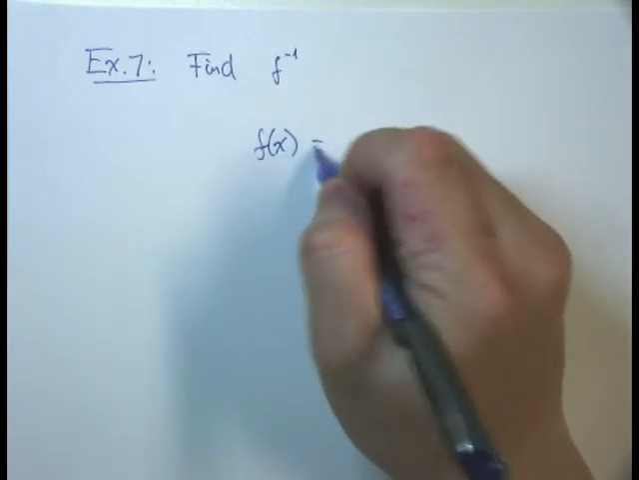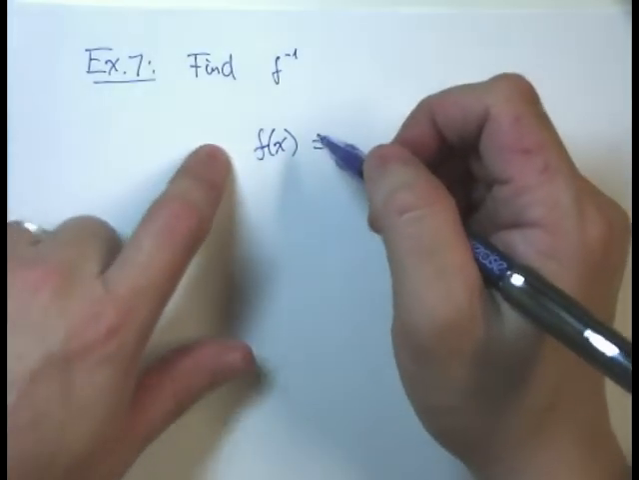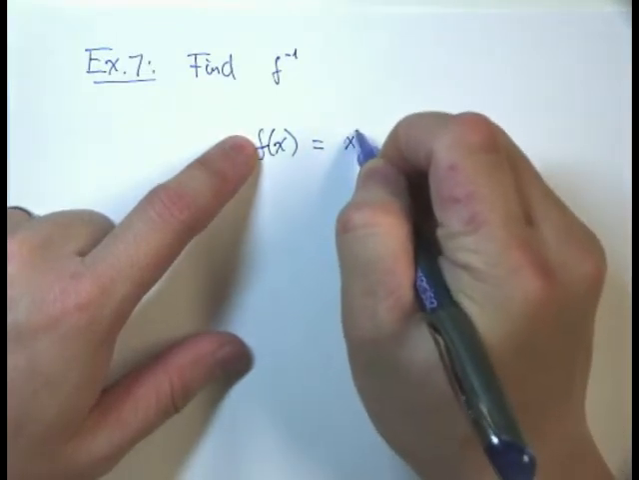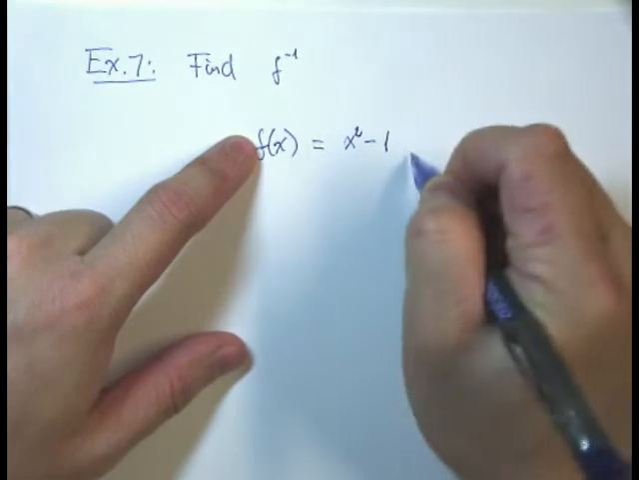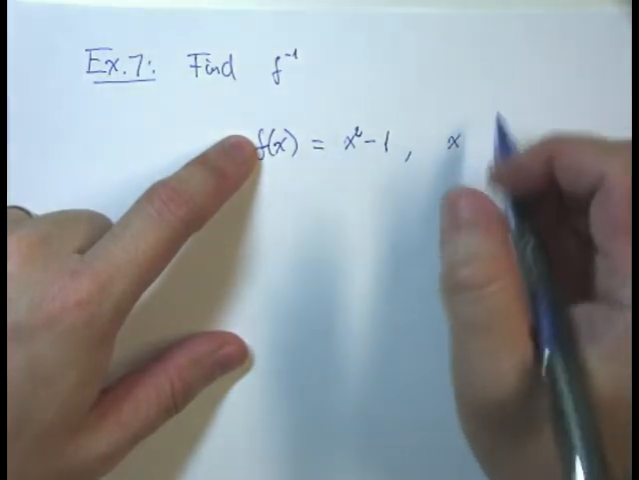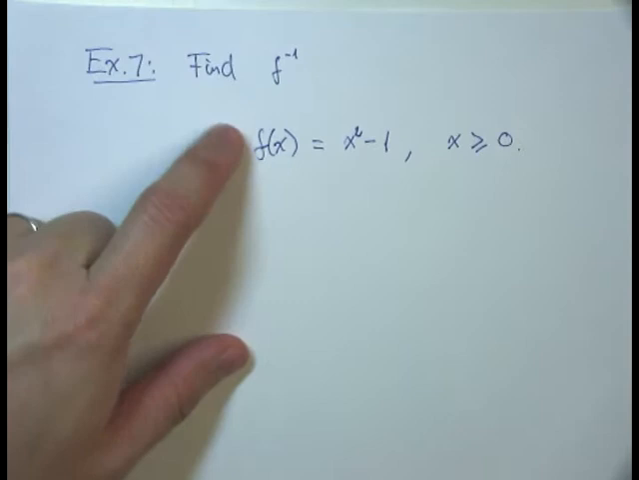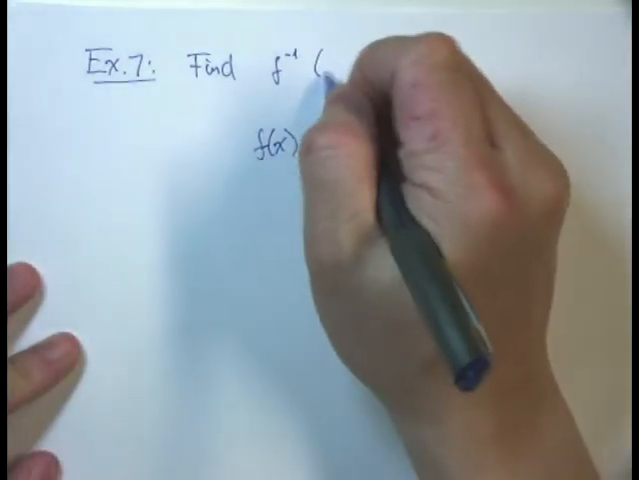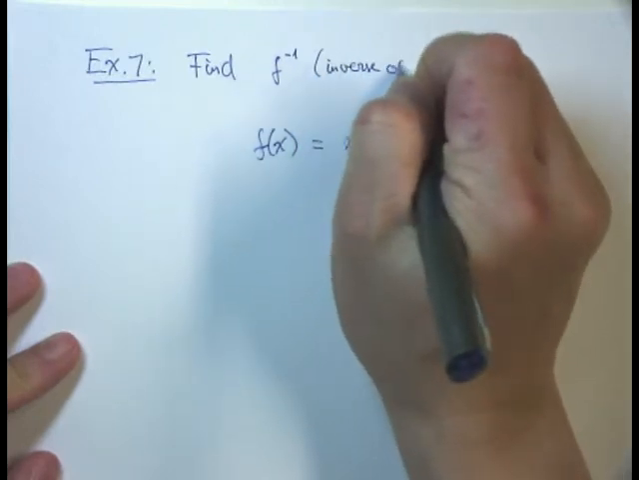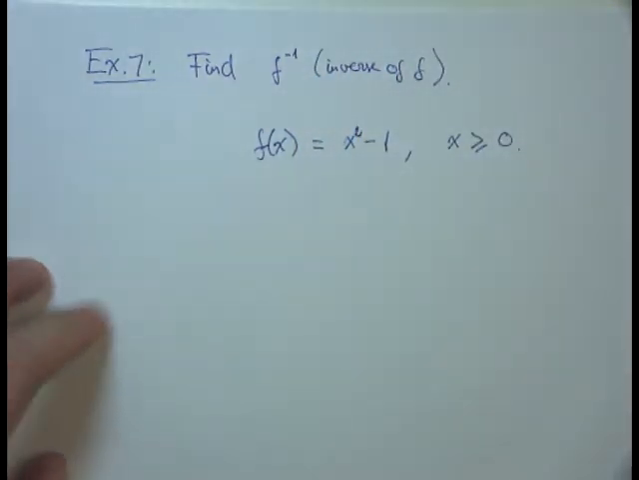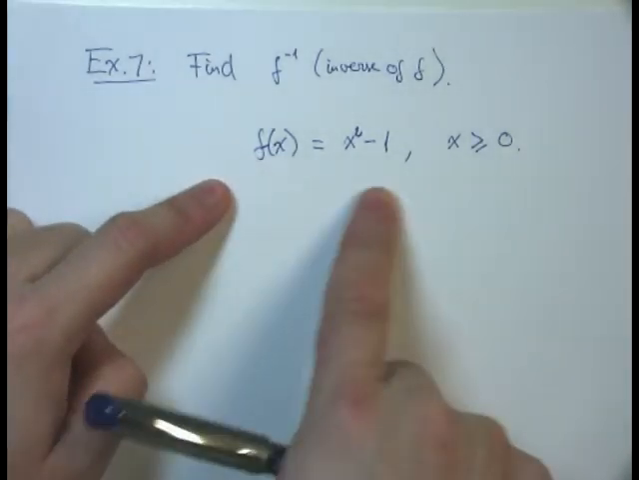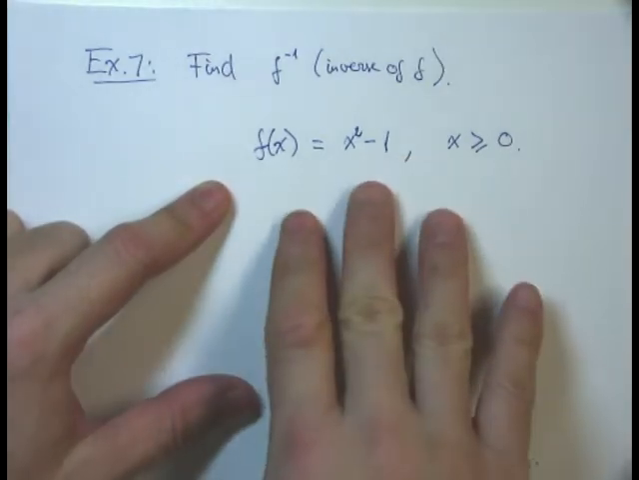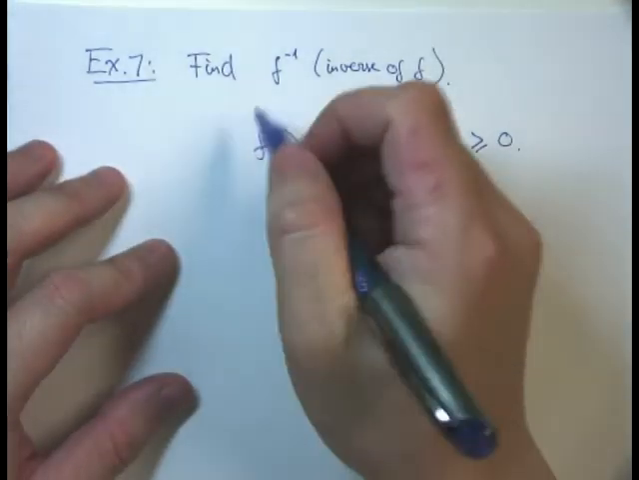The original function that we're going to find the inverse of is, let's say, x squared minus 1, and here I'm going to put x greater than or equal to 0. And so here we would like to find the inverse of f. So here I'm giving you the function f of x, which is x squared minus 1.